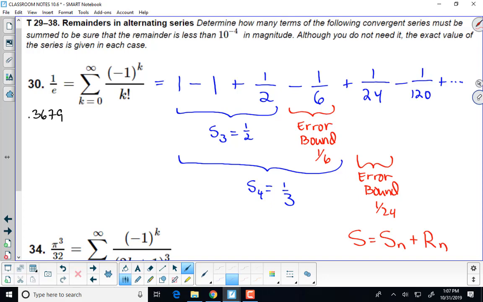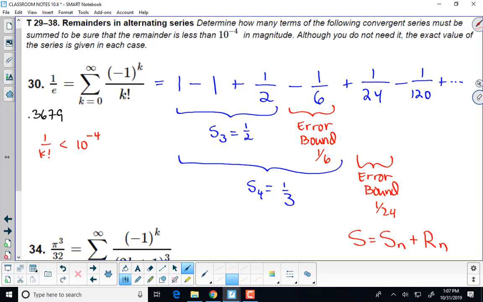So what we need to do is figure out what n needs to be to have a term less than 10 to the negative 4. So if we look at the magnitude of our term, the magnitude of our term is 1 over k factorial, we just ignore the minus sign. And we want that to be less than 10 to the negative 4. So if we can figure out the k for which that expression is true, then we back up one term, and those are the terms that we add together. So that's all we have to do.